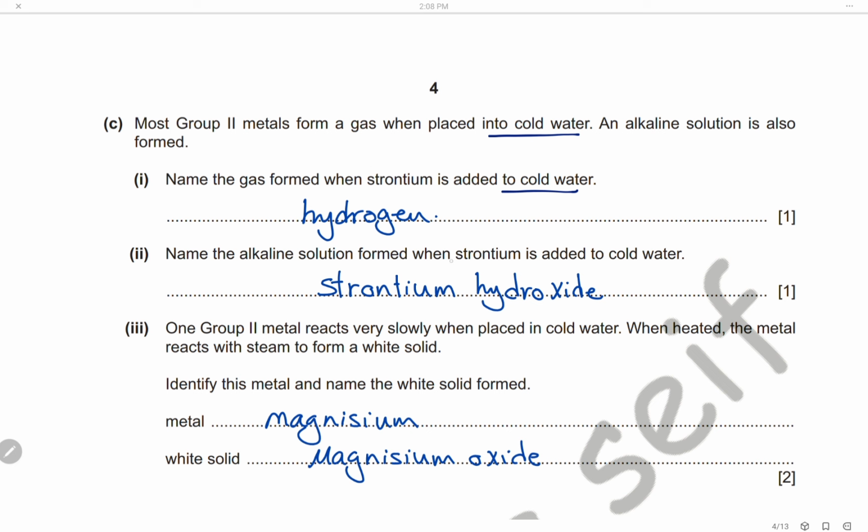Name the alkaline solution formed when strontium is added to cold water. Of course, the alkaline solution is a metal hydroxide. We have strontium, so the alkaline solution will be strontium hydroxide.